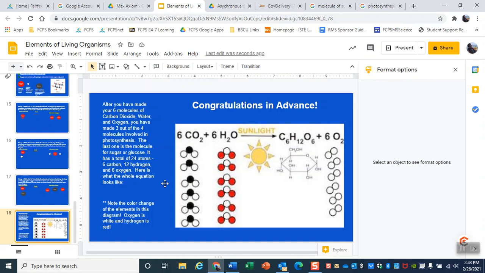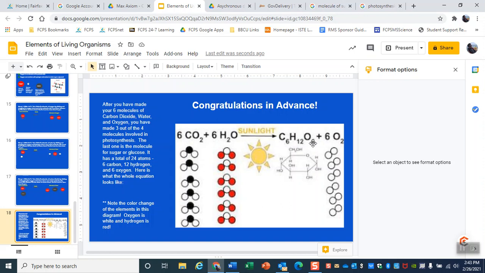So you've made 6 of the carbon dioxide, you made 6 of the water, and you made 6 of the oxygen. Notice that the carbon dioxide and the water are on the left-hand side. That makes them the reactants. They're what react together. And then the sugar and the oxygen are on the right-hand side. Those are called the products. Those are what are produced. And we'll talk more about reactants and products later.